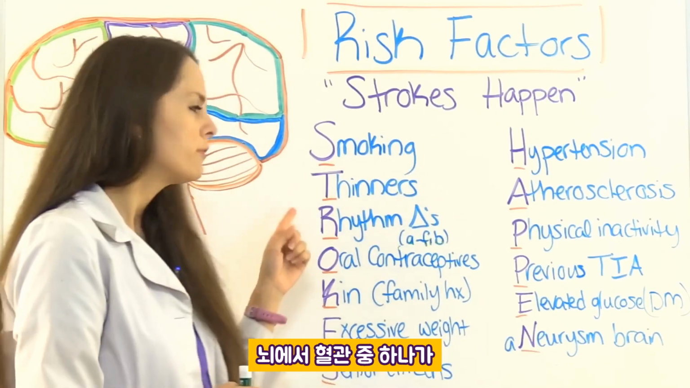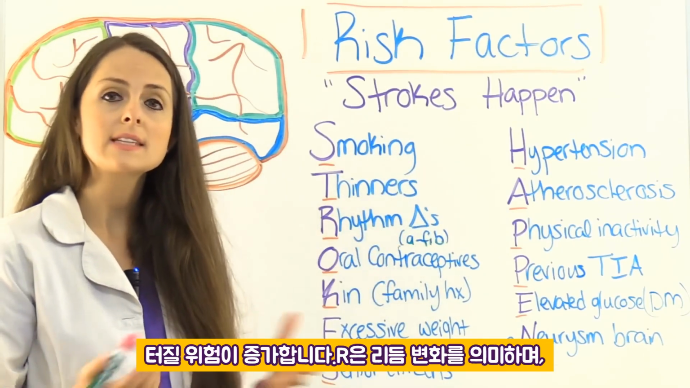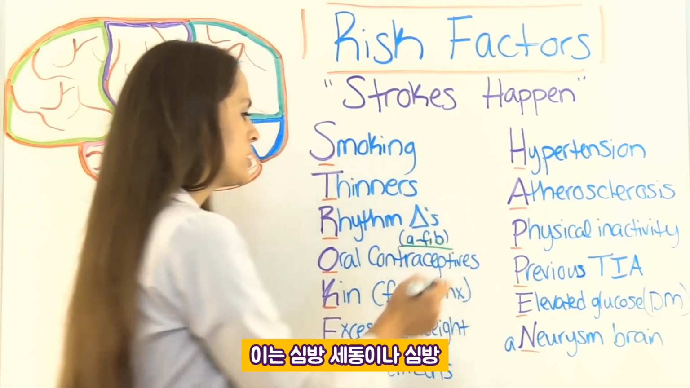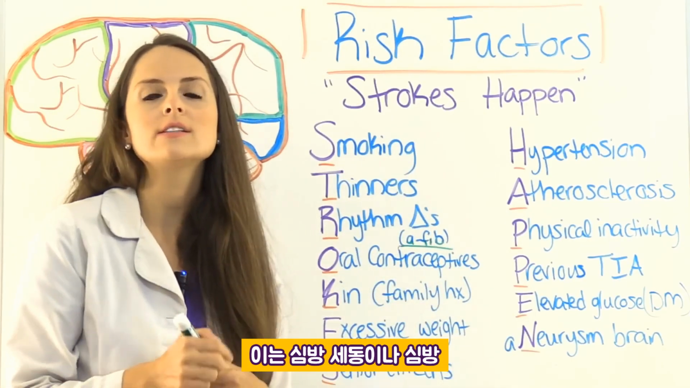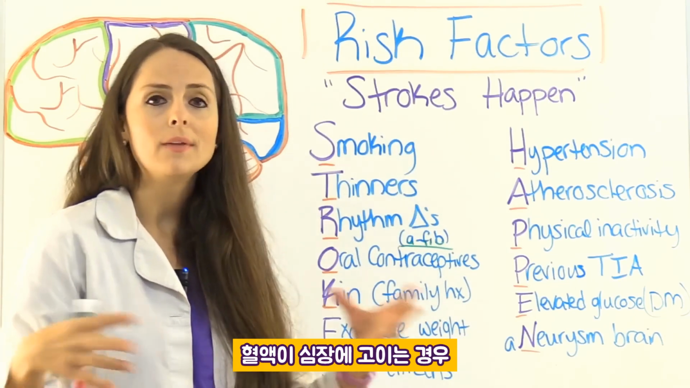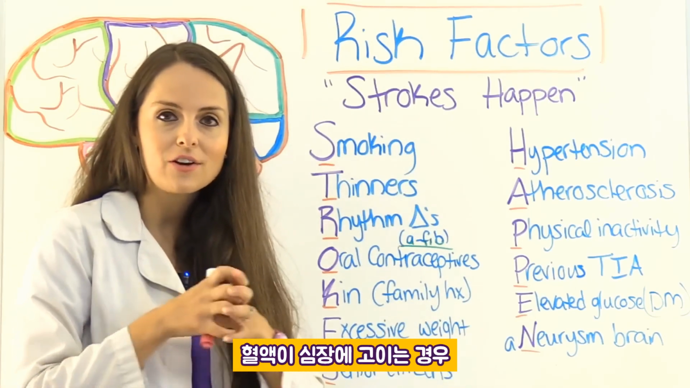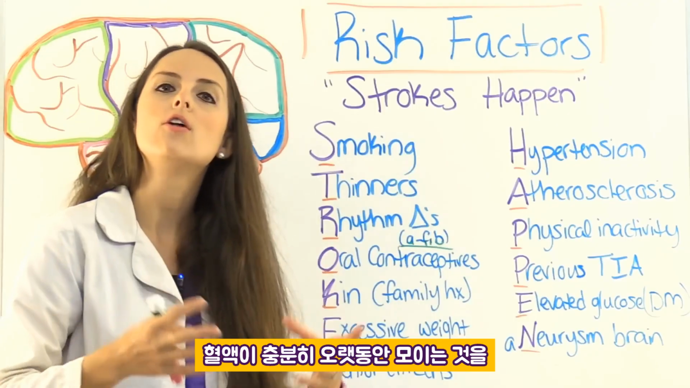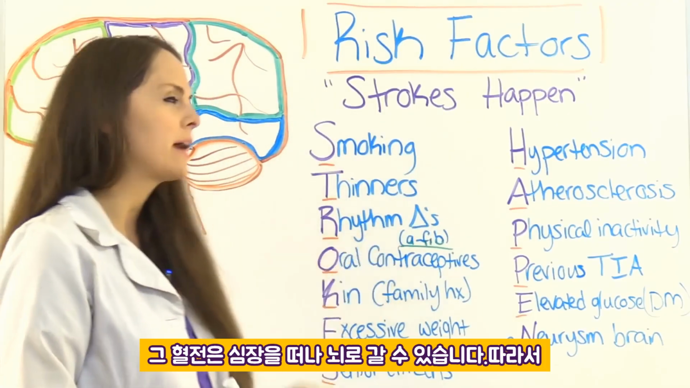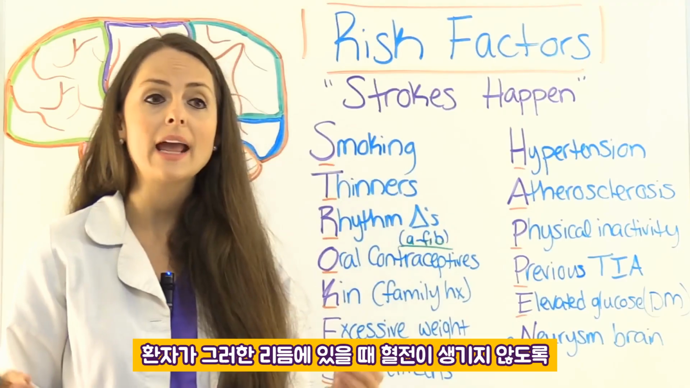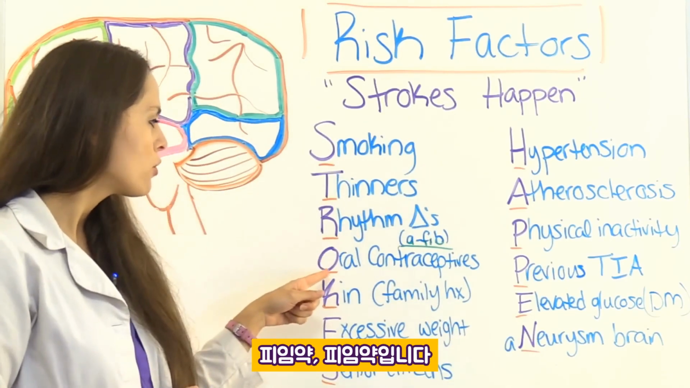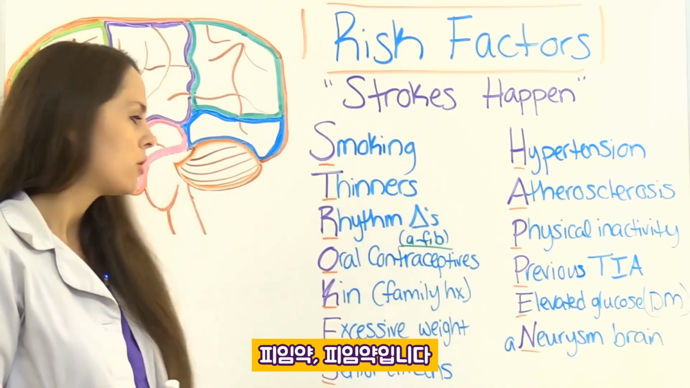R for rhythm changes, and this can happen in those rhythms such as atrial fibrillation or a flutter, and the heart is not contracting properly, blood is pooling in the heart, and we don't want blood to congregate together long enough, because if it does, it can form a clot, and that clot can leave the heart and go to the brain. So it's important when patients are in those rhythms that they're being anticoagulated so they don't develop a blood clot. O for oral contraceptives, birth control.